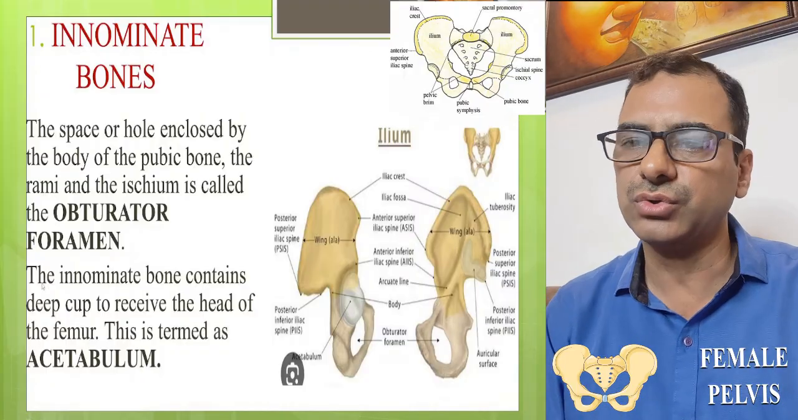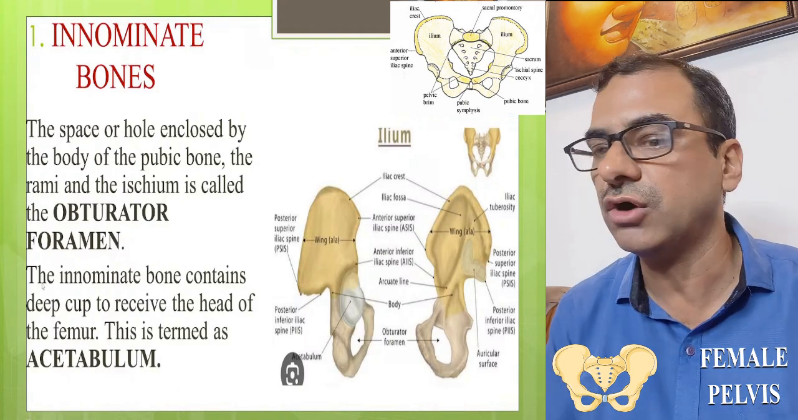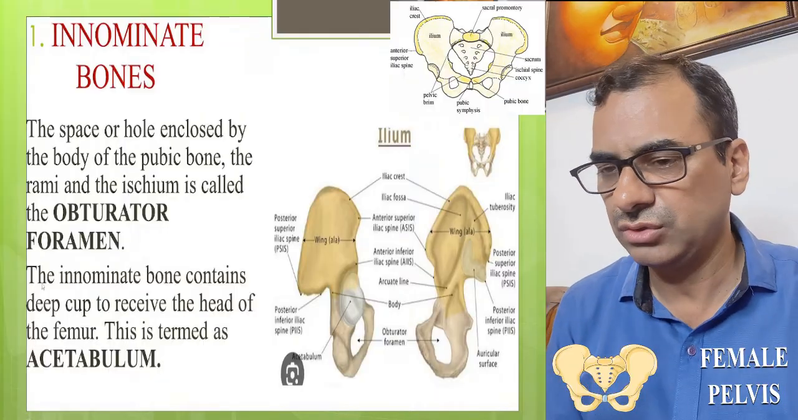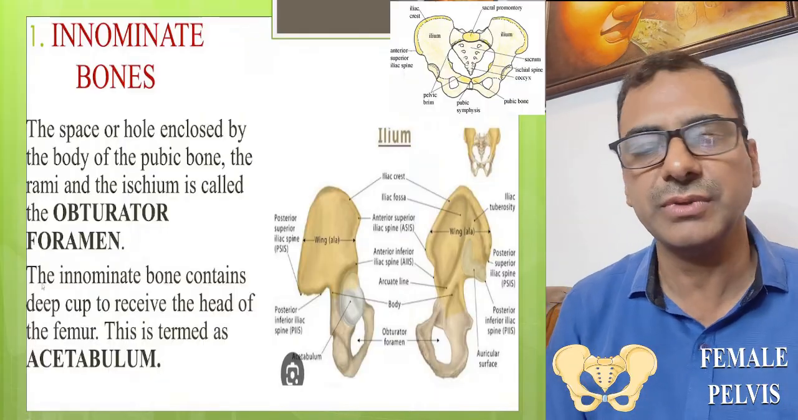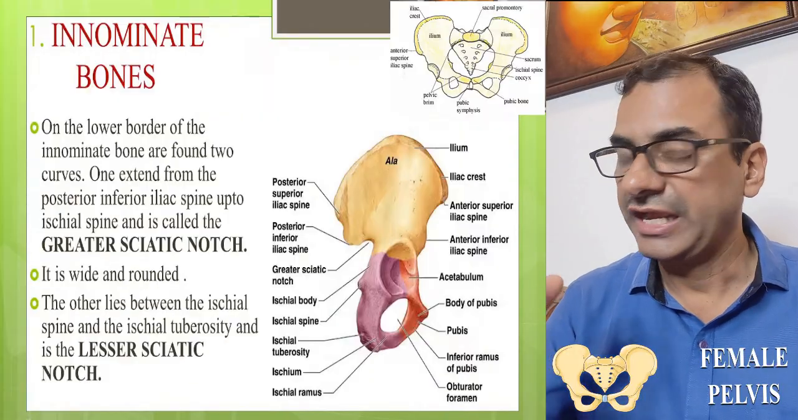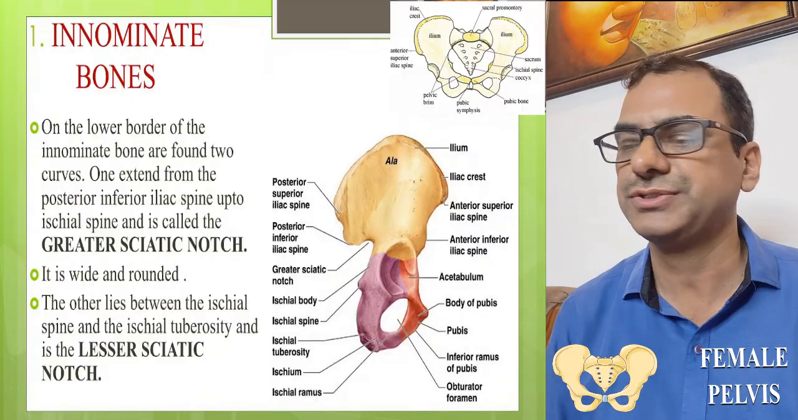The innominate or hip bone contains a deep cup-like structure facing outwards, and that cup-like structure is known as the acetabulum. This acetabulum holds the head of the femur and forms the hip joint.